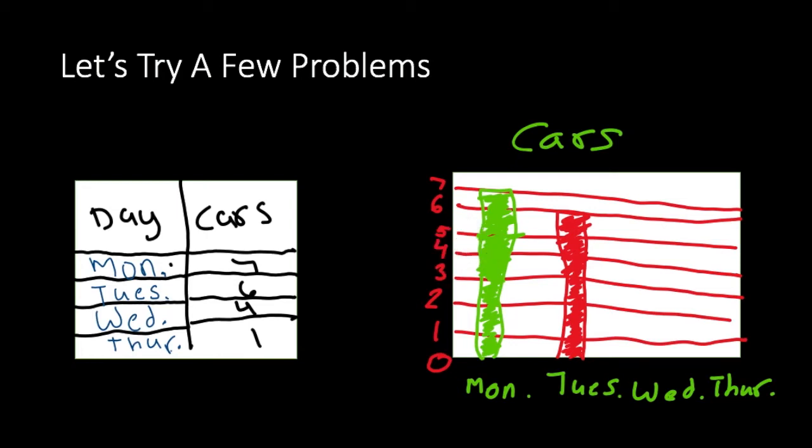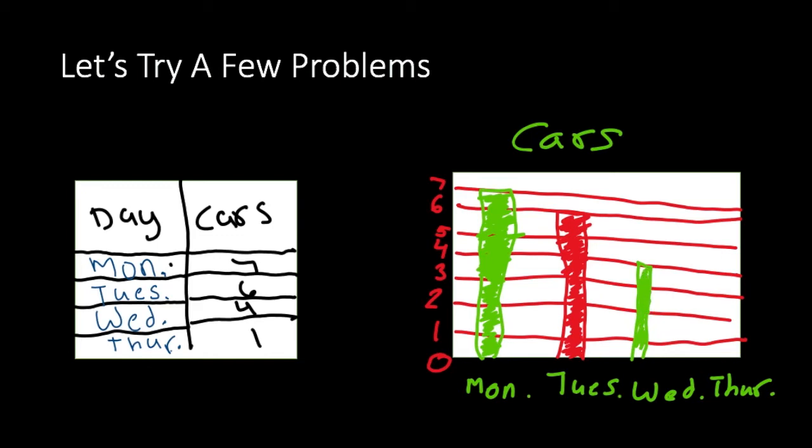So now for Wednesday, let's see how many cars were sold on Wednesday. 4 cars. So I'm going to plot all the way up to 4, all the way up here, because that's 4. Then all the way back down here. Color that.